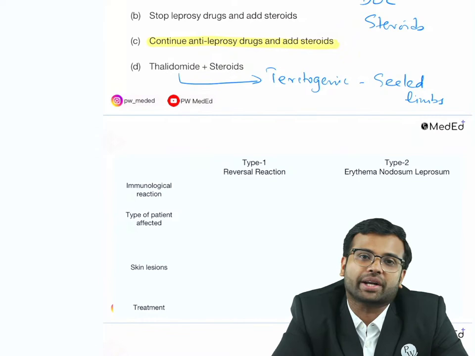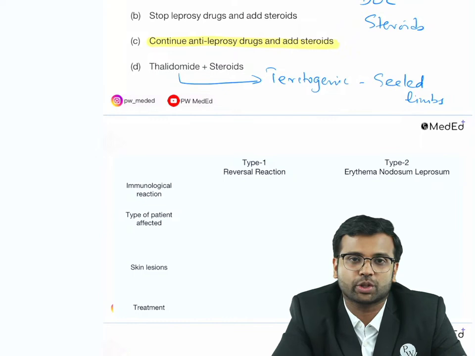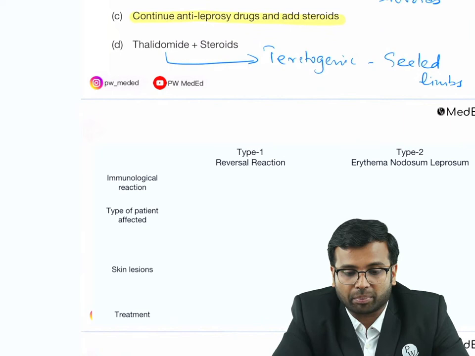Fine. So now let us try to understand some things about this lepra reaction type 1 and lepra reaction type 2, because this is quite an important topic which you can expect in the coming INICET exam as well. So what is this type 1 lepra reaction? Type 1 lepra reaction is also called as a reversal reaction.